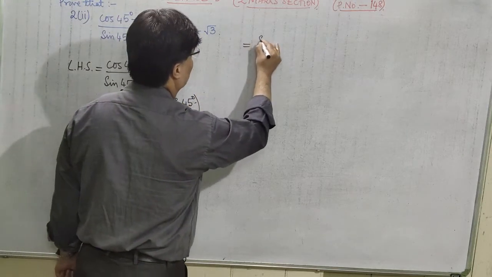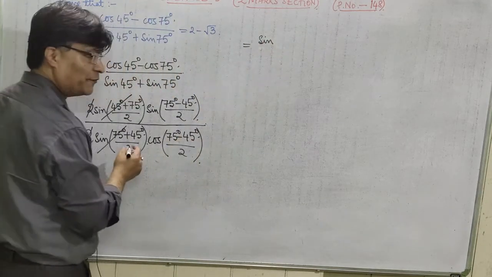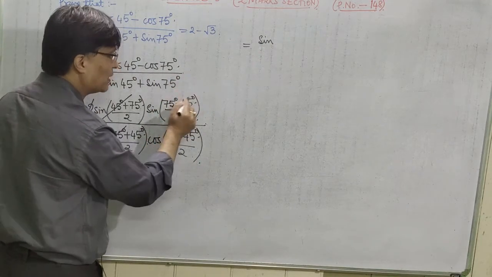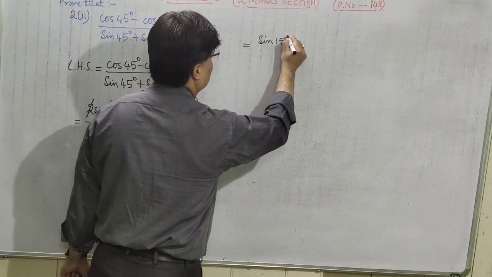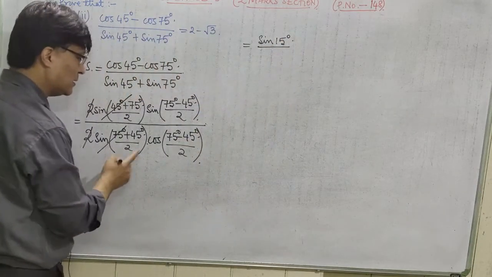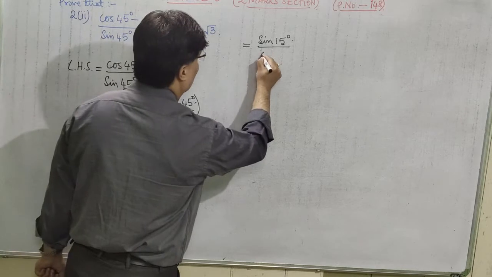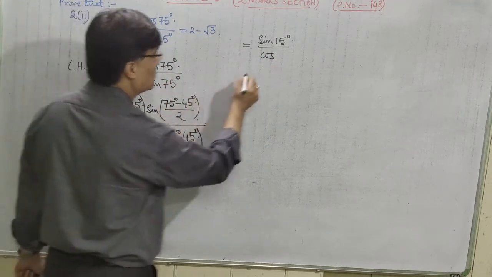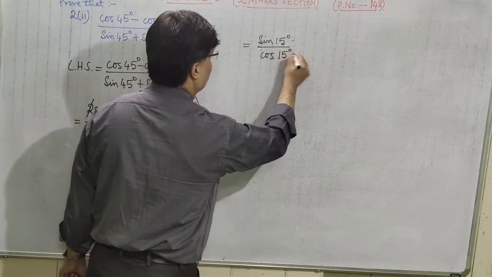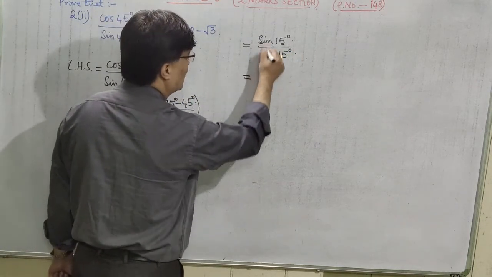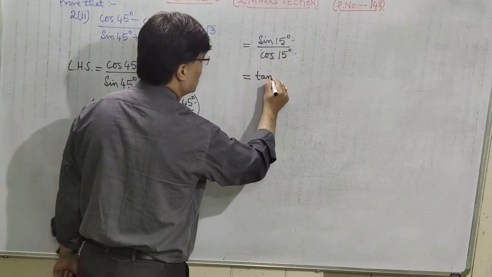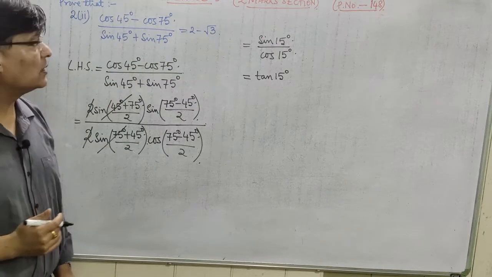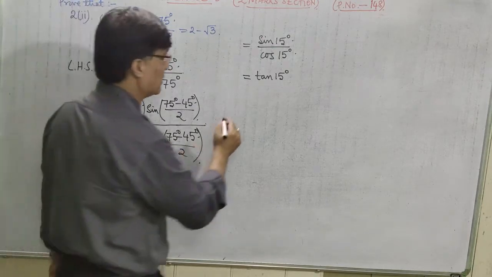So which is equal to, in the numerator what do we have? Sine of (75 minus 45), that is 30 by 2, which is 15. So this is sine 15 degree divided by, in the denominator similarly cos, what is 75 minus 45? 30 by 2 is 15 degree. So it is cos 15 degree. So which is equal to, what is sine by cos? This is your tan 15 degree. Tan 15 degree, right? Now we have to get the value for tan 15 degree.